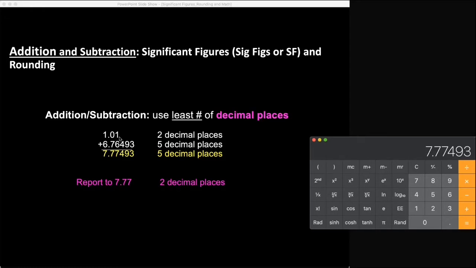So 1.01 went to 2 decimal places. This one went to 5 decimal places, and our answer is presented with 5 decimal places. We said use the least number of decimal places, so we want 2 decimal places. So our final answer is going to be 7.77. I didn't have to do any rounding because the 4 that's behind the 7 is not 5 or greater, so therefore I don't have to round up 1.